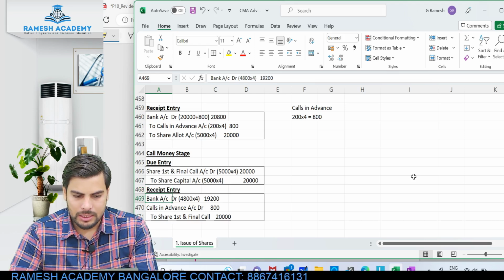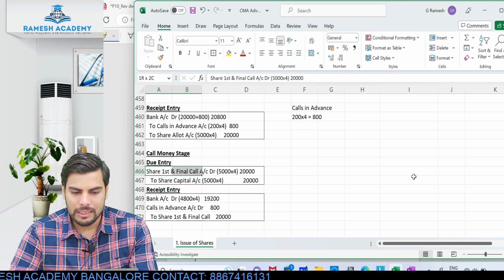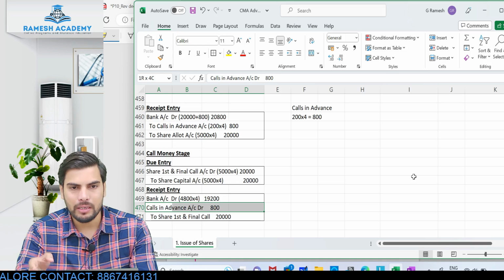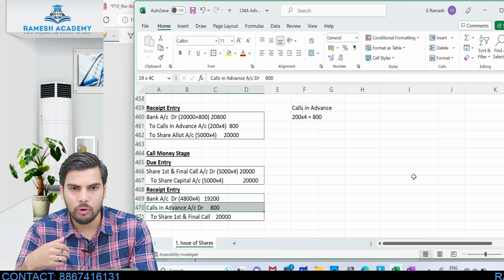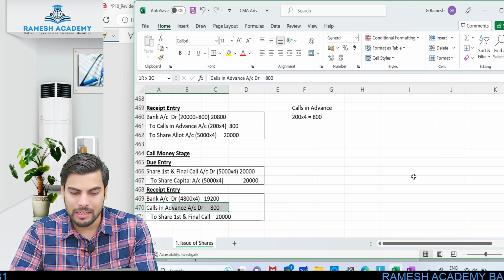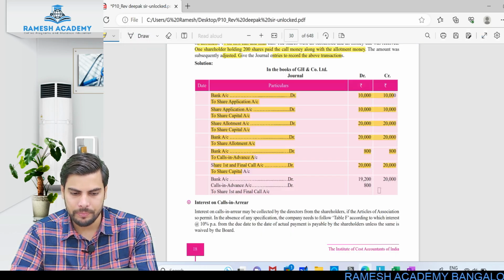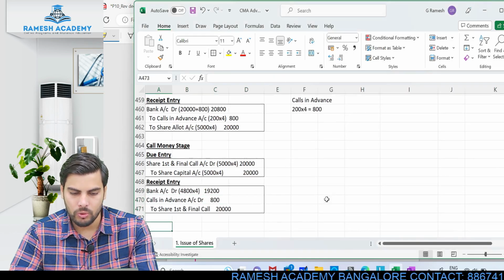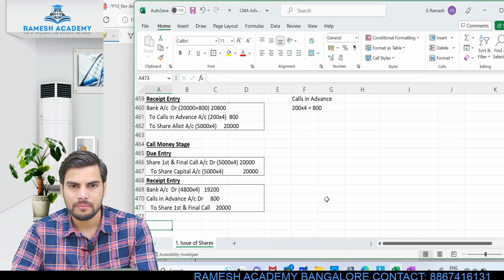Now look at this receipt entry. I'll not be receiving this entire 20,000, because out of it, to the extent of those 200 shares, that is 800 rupees, he already paid at the time of allotment. I'll not be collecting the amount again from him. I'll be collecting only 19,200 rupees from the remaining 4,800 shareholders, and adjusting calls in advance. Look at this last entry: bank account debit 19,200, calls in advance account debit 800, to share first and final call 20,000. Don't you think it's the same entry? Hope you guys understood this.